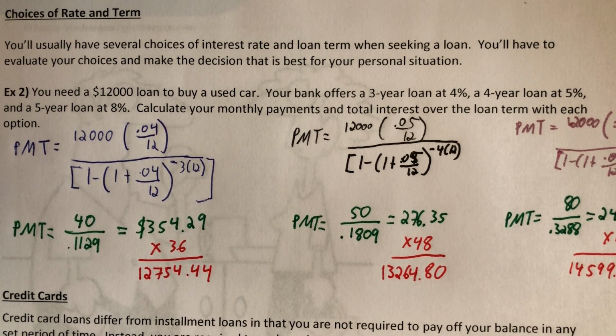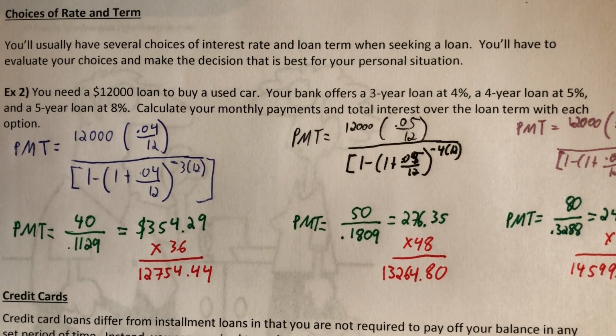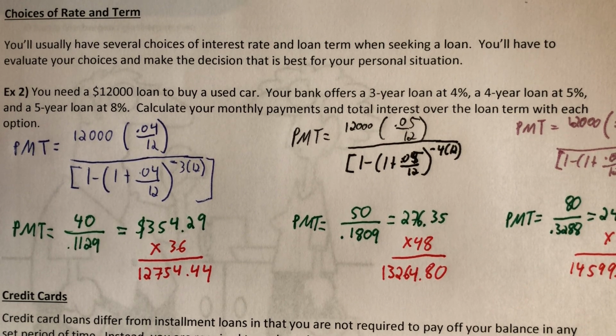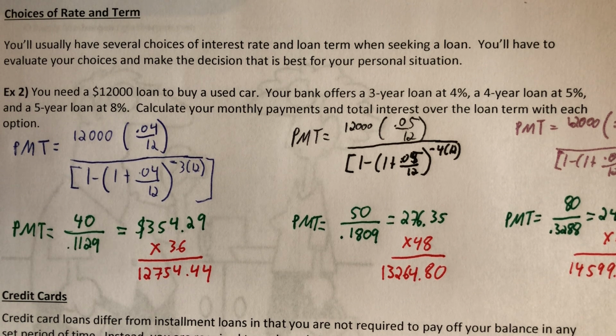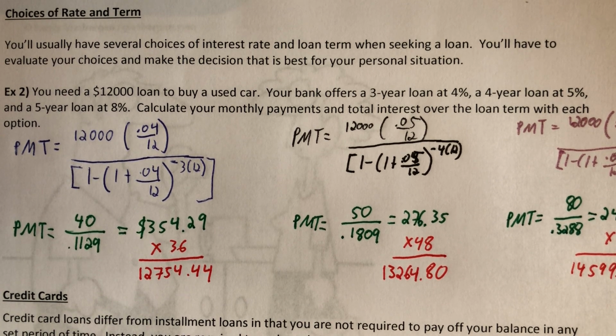If we were to times that by 36, because we're going to make 36 payments, we would pay a total of $12,754.44. So we have paid $754.44 in interest over the 3 years of the loan.